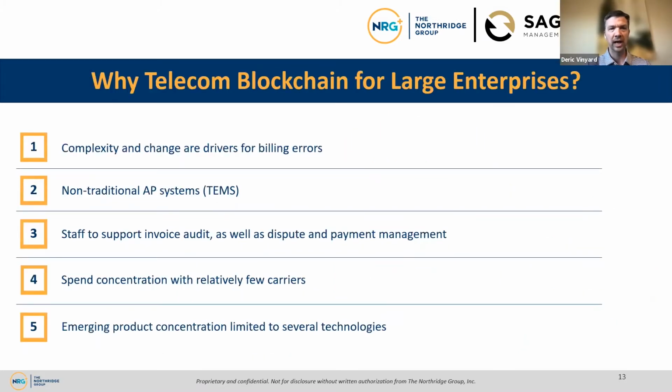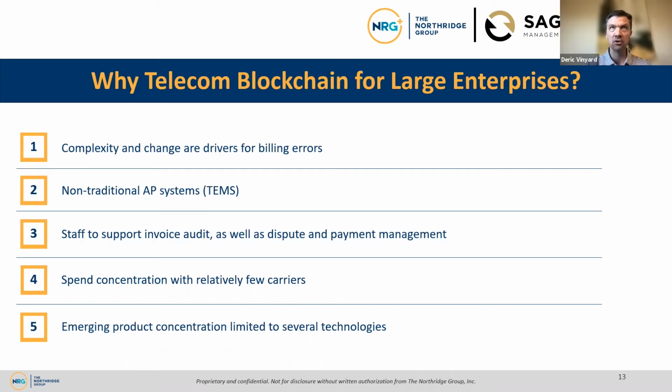So really looking at those drivers and some of the stats, why telecom blockchain for large enterprises. Number one, we talked about the complexity and change that really lead to billing errors. Number two is the use of those non-traditional AP systems, almost like a pre-AP system for specialized spend with TEMs. Number three would be the staff to support invoice audit and dispute management and payment. We looked at the stat on the last page, 50,000 approximately worldwide focused just on that.